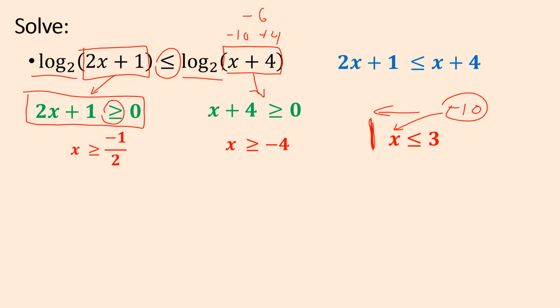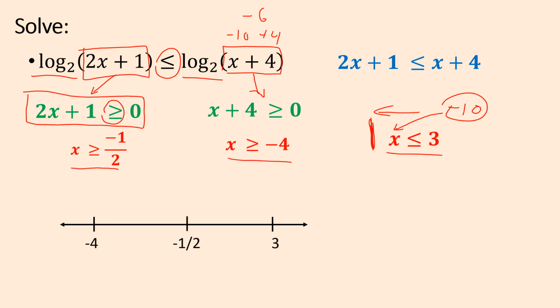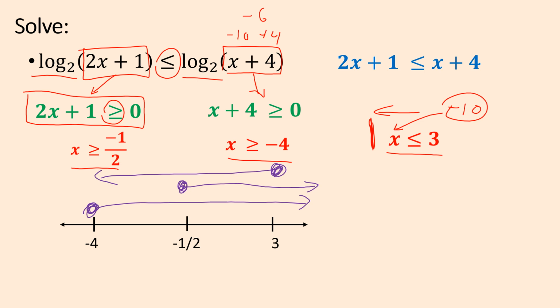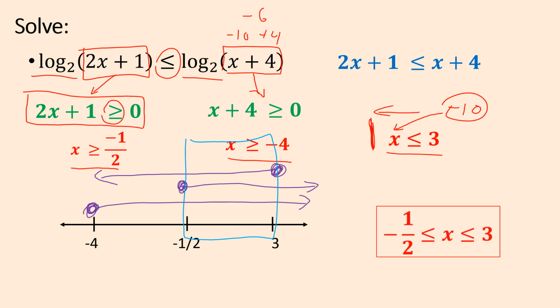Now we have 3 things here, and we want to see what's our actual set of solutions. If we did a number line with all these, we have greater than or equal to negative 4, greater than or equal to negative 1/2, less than or equal to 3. The place where they all overlap is this section right here, between negative 1/2 and 3. That's going to be our answer.